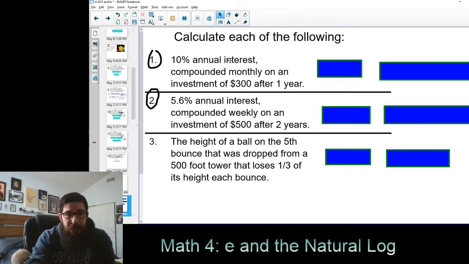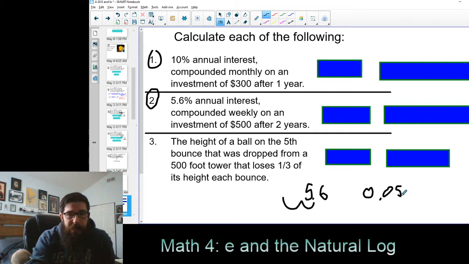If I gave you 10% compounded monthly, how much is it going to be after 1 year? Can you figure out the amount and the setup for all of these? Number 2 is the same deal. 5.6, a bit of help here. 5.6, if I move my decimal 2 places, it's going to turn into this number. People freak out with these things after this place right here. There you go. Just add that onto 1.